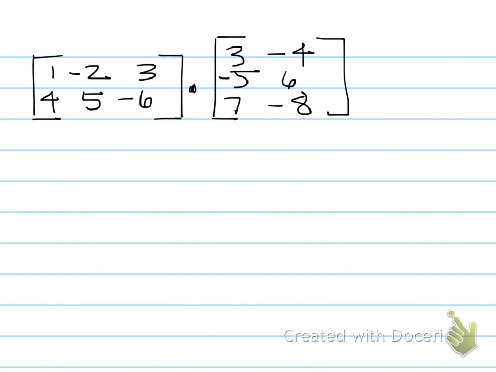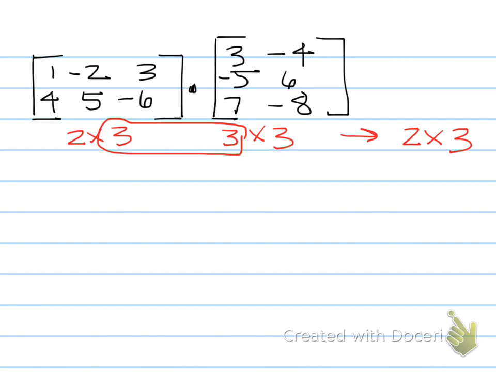All right, so if we take those two matrices from a couple slides ago and multiply them, this is actually what it would look like. First matrix is a 2 by 3, second is a 3 by 3. So our result will be a 2 by 3 matrix. The middle numbers are the same, so we can multiply them.